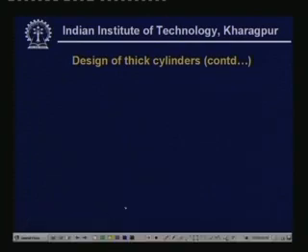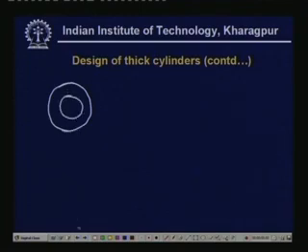Now, the first one is based on Lame's equation, that is, a cylinder subjected to internal pressure, with inner radius, let us say, Ri. Now, how to get Ro? Ro will be equal to Ri plus T. So that is the design criterion. The design problem is to select this T.